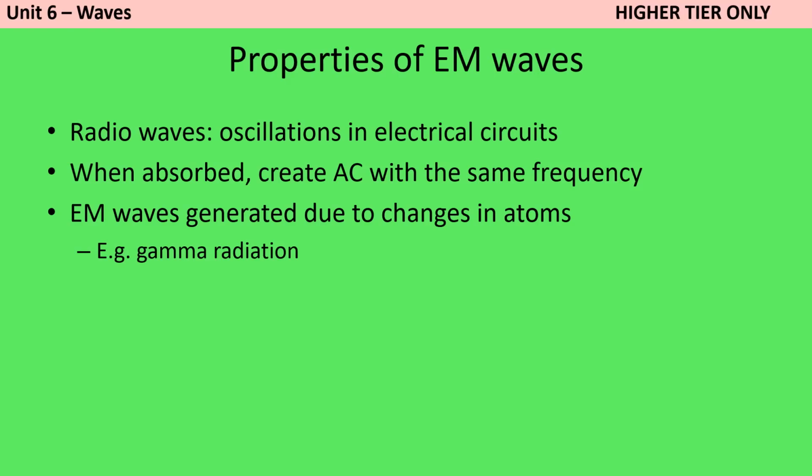If you're taking higher tier, then you need to know that radio waves can be produced by oscillations in electrical circuits. When radio waves are then absorbed by an aerial, they create an alternating current, and that alternating current has the same frequency as the radio wave. So the radio wave can itself induce an oscillation in an electrical circuit. Changes in atoms and in the nuclei of atoms can result in electromagnetic waves being generated or absorbed over quite a wide frequency range. You already know from your Unit 4 stuff from Paper 1 that gamma rays originate from changes in the nucleus of an atom.